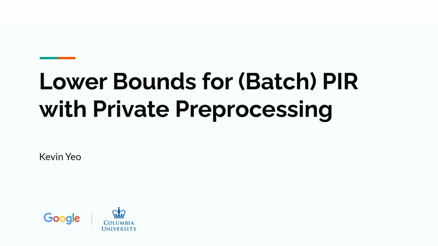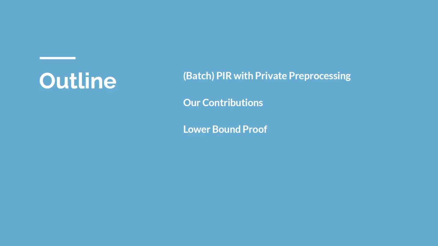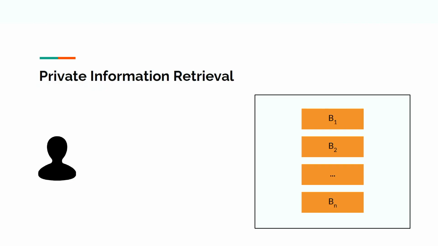All right, so I'm going to tell you about a different work, lower bounds for a different primitive, batch PIR with private preprocessing. Same outline. I'm going to define what batch PIR with private preprocessing is, explain our contributions, and give you more of a taste of the lower bound proof technique this time around. Throughout this talk, I'm going to leverage my previous talk, so it's good to know the schedule. All right, so private information retrieval.